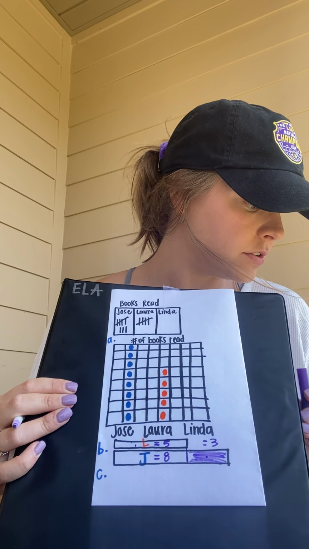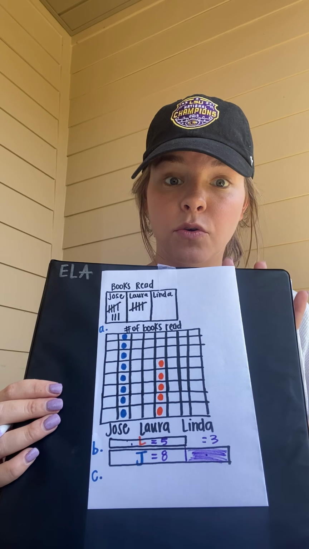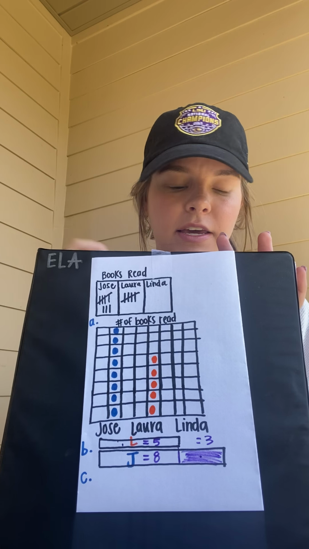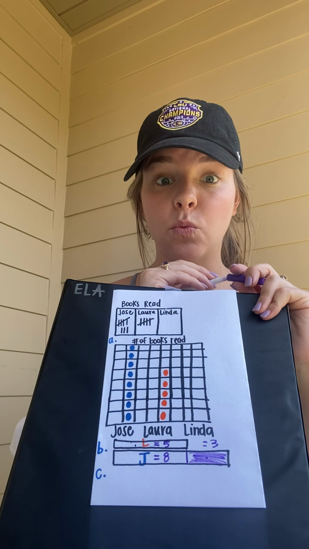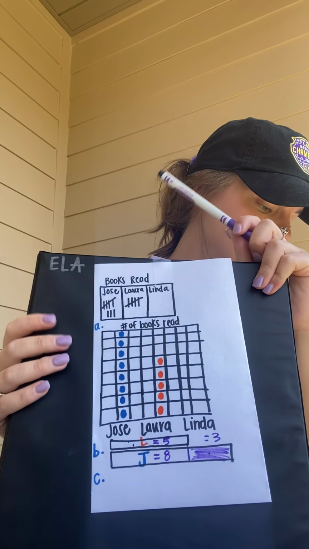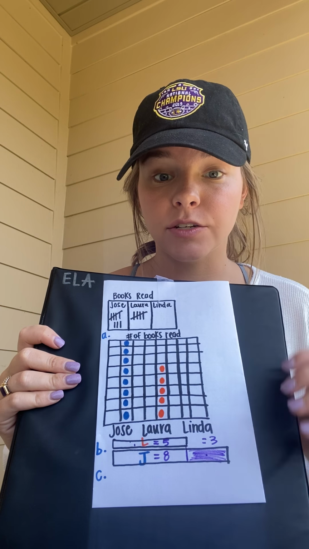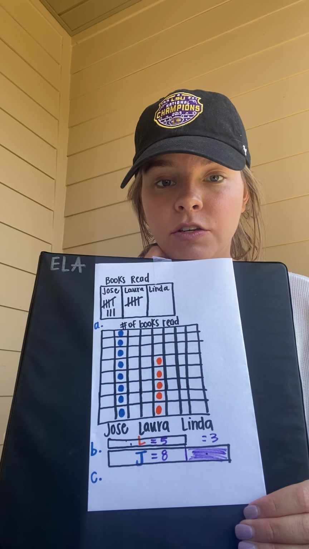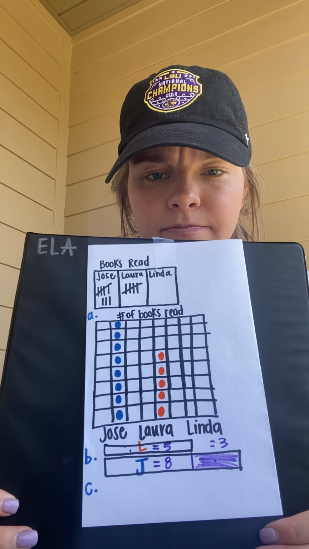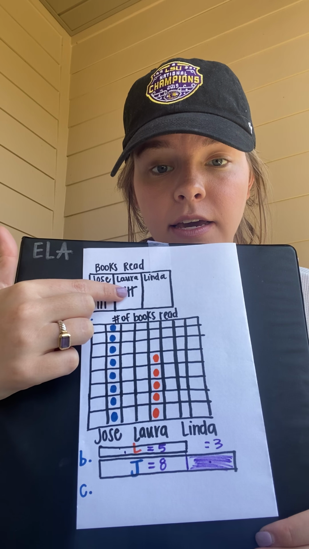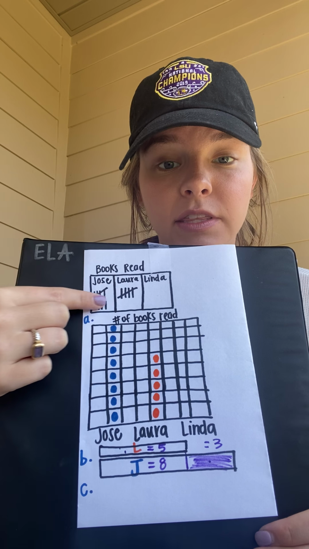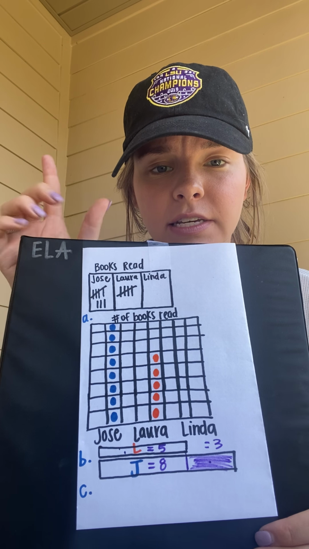C says if Jose, Laura, and Linda, now we're including Linda, if they all read 21 books together, how many books did Linda read? So who do you know? Who do you know already? We already know Jose and Laura, right? So we need to put them together. How do we put things together?